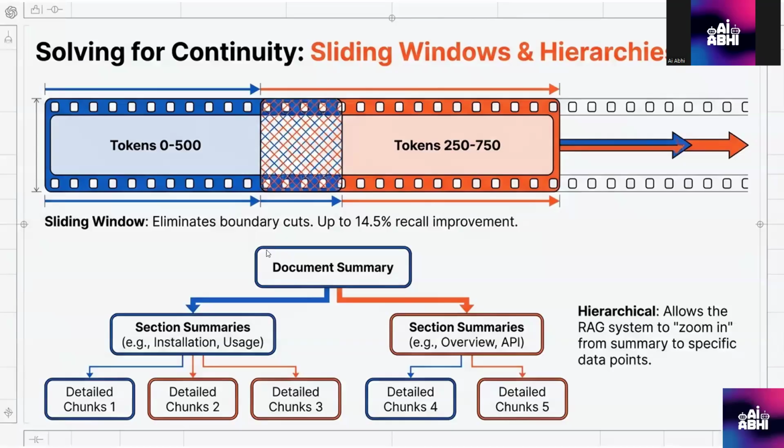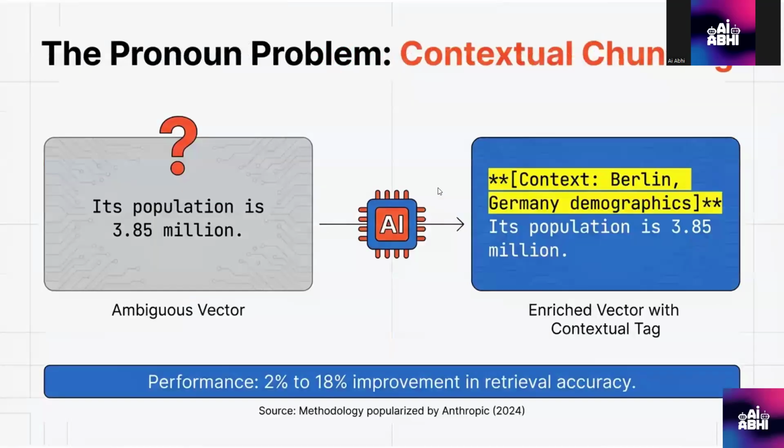So next, let's move towards contextual chunking. This is the eighth strategy, contextual chunking. This one was popularized by Anthropic in 2024, and it's a really elegant idea. So here's the problem. When you chunk a document, each chunk loses context about the overall document. If a chunk says its population is 3.85 million, the chunk alone doesn't tell you what has 3.85 million people. It refers to Berlin, which was mentioned three paragraphs earlier. So the context is gone.